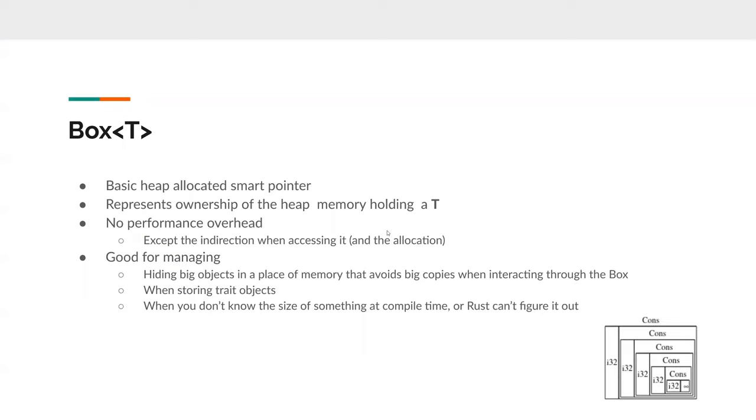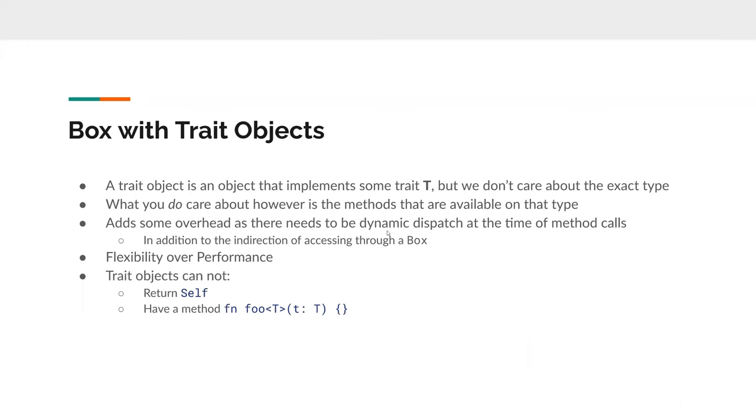So that's one of the cases. Let's have a quick look at the box with trait objects as well. A trait object is any object that implements a trait T, but we don't care about the type. What we care about is the methods available on the type.